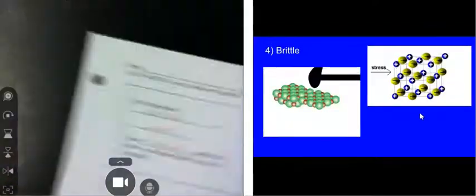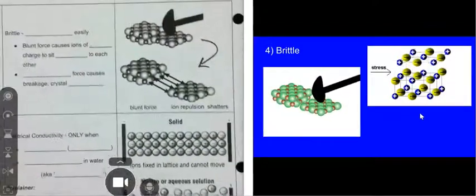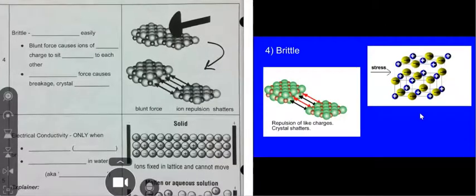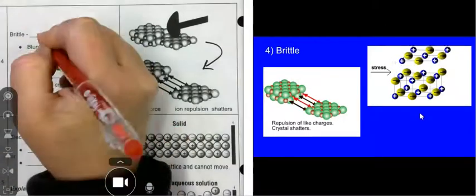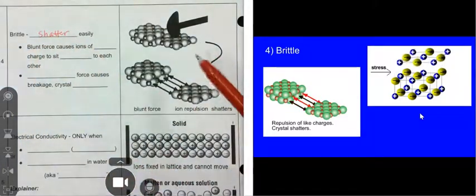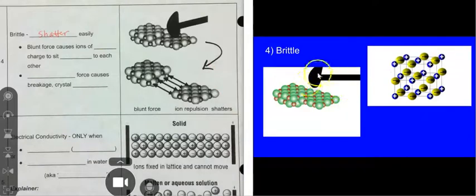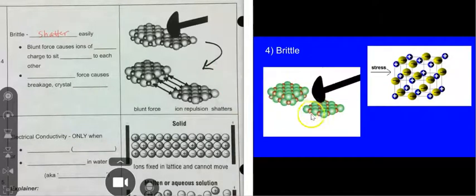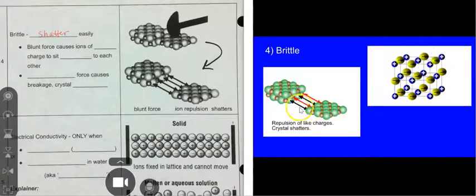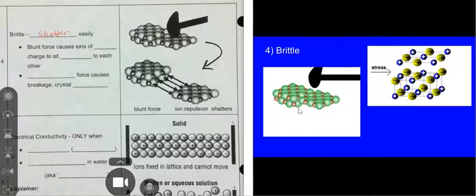All right, let's take a look at the fourth property we're going to talk about, which is that ionic compounds are brittle, which means that they shatter easily. You can see it more readily here. We've got a blunt force, which forces this group of ions to physically shift. And what will happen is it causes this negative ion to be seated next to this negative ion. And that repulsive force causes the shattering to happen.